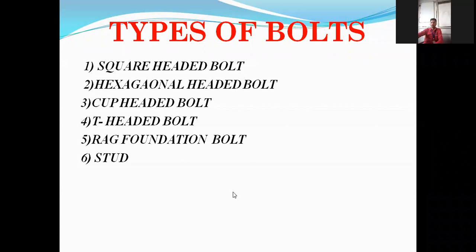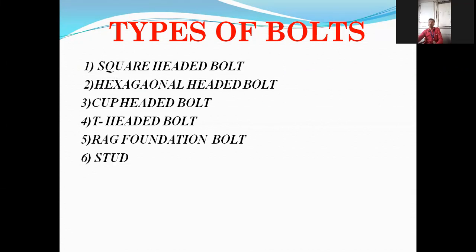Bolts: one, square-headed bolt; second, hexagonal-headed bolt; third, cup-headed bolt; fourth, T-headed bolt; fifth, rack foundation bolt; sixth, stud. Very good. Thank you. If you see the first two, in the name itself everything is mentioned. Its head is square, that's why it is called a square-headed bolt.